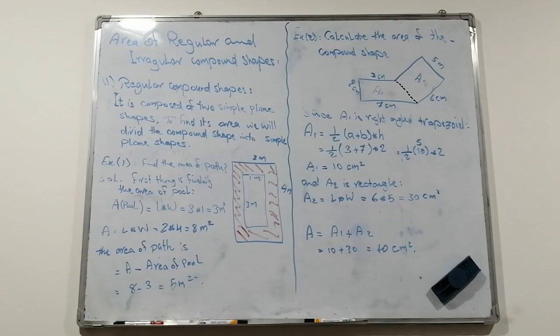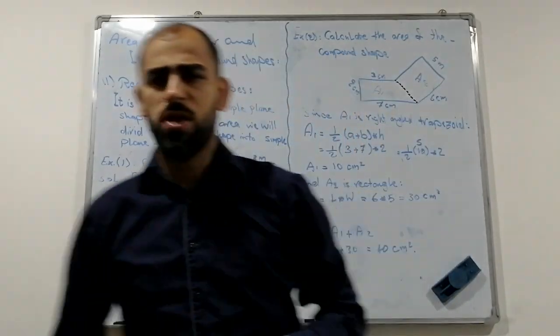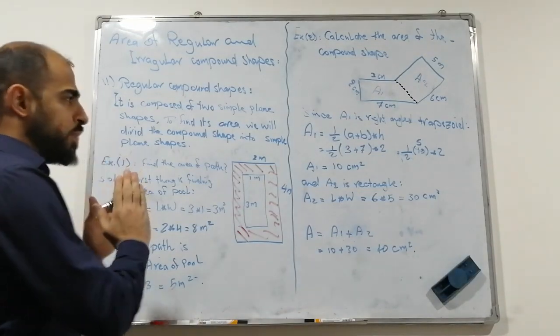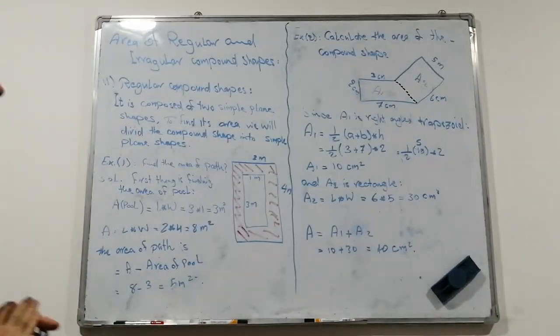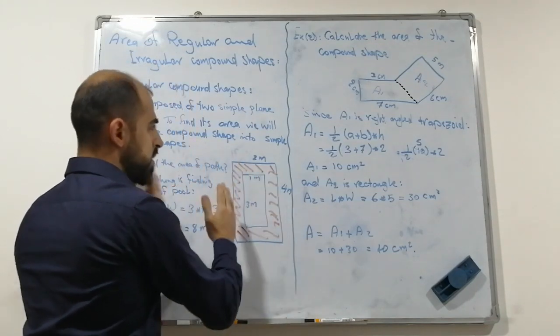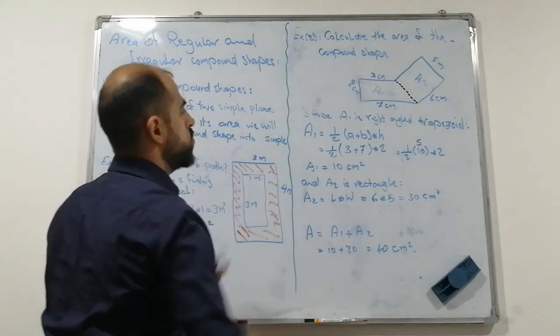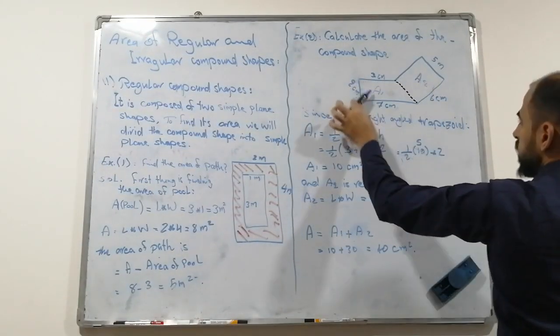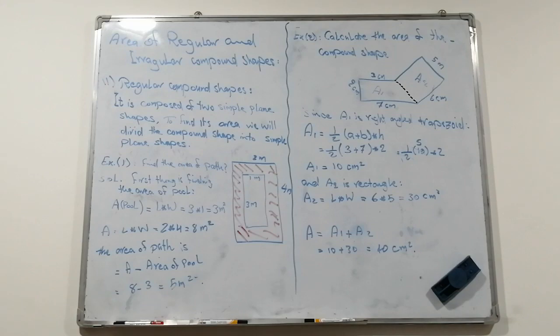And in this way, we can find the area of any regular compound shape by dividing the shape into two simple shapes. Here we divided the shape to find the area of the path, as we said previously, into two rectangular shapes. And here we divided the shape into a trapezoid and a rectangle. And this way we will solve the other questions.